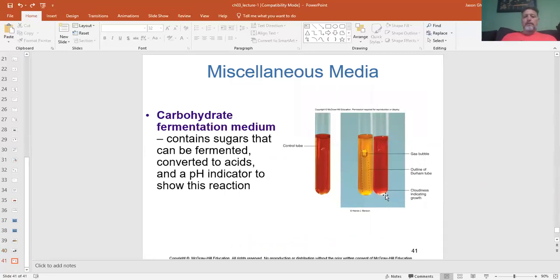Another media to show fermentation: a lot of times you'll put a tube into it, and if it ferments, it'll produce carbon dioxide, and this is where that little gas bubble is. And if it produces acid, you'll have a pH indicator, because it's normally red, and if it produces acid, it'll turn yellow. So this particular bacteria, you can see it down here at the bottom, produces acid and gas, as you can see the bubble in it.